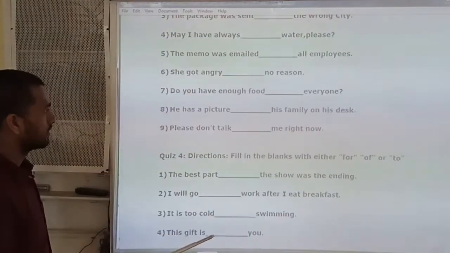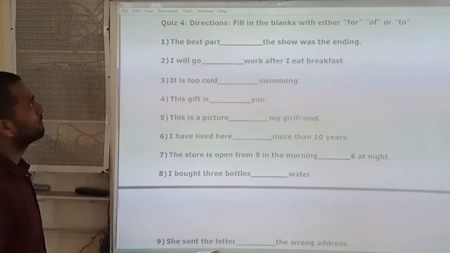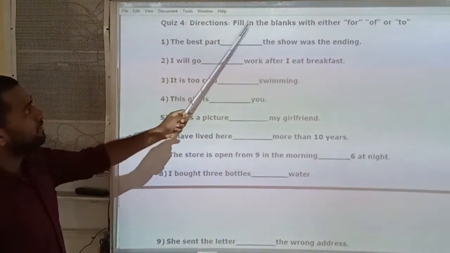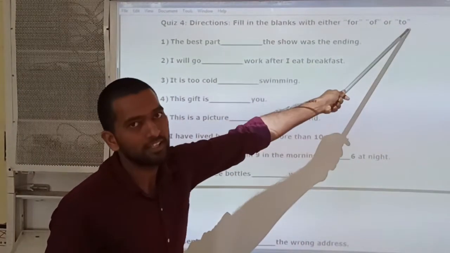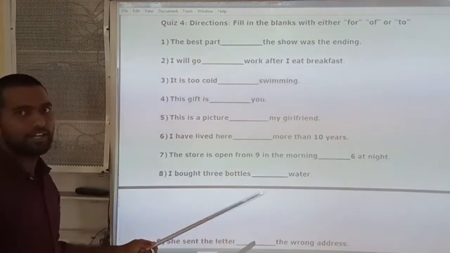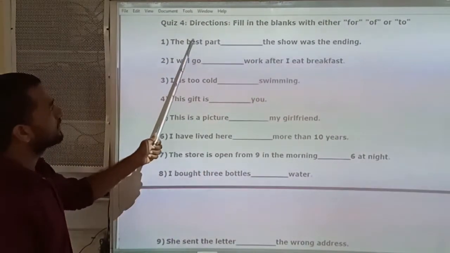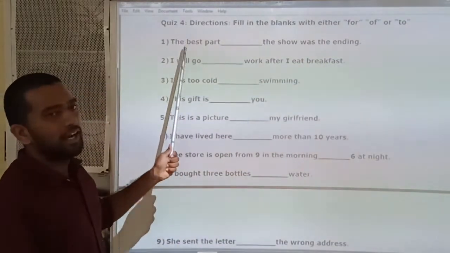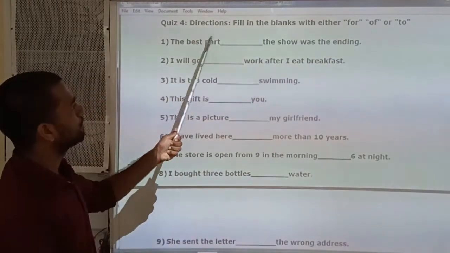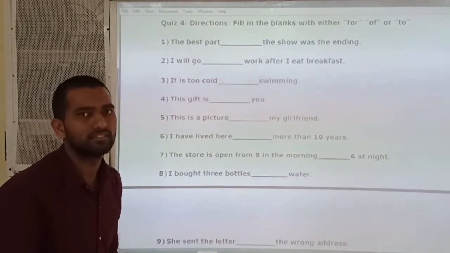Next, last quiz, that is quiz number 4. Fill in the blanks with either for, of, or to. Same prepositions are there, but different questions. Just try to answer them. The best part, dash the show was the ending. So it is correct. The best part of the show was the ending.